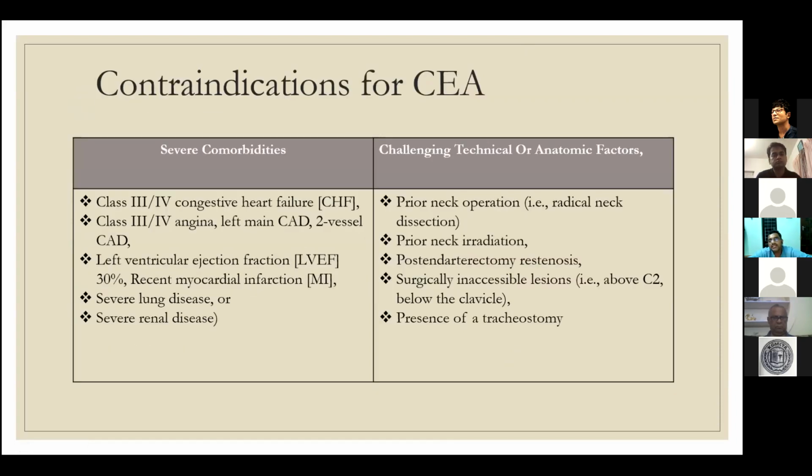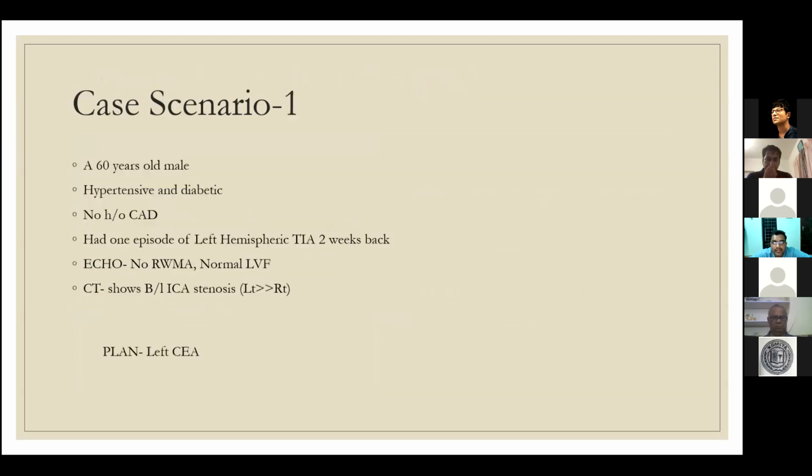So based on this, in our routine practice in our institute, we have a comprehensive stroke meet. We usually meet once a month. We discuss all these patients who have extracranial carotid artery disease. And I will go through a few case scenarios on how we choose these patients. This first patient is a 60-year-old male, hypertensive, diabetic, with no history of coronary artery disease, who had one episode of left hemispheric TIA.